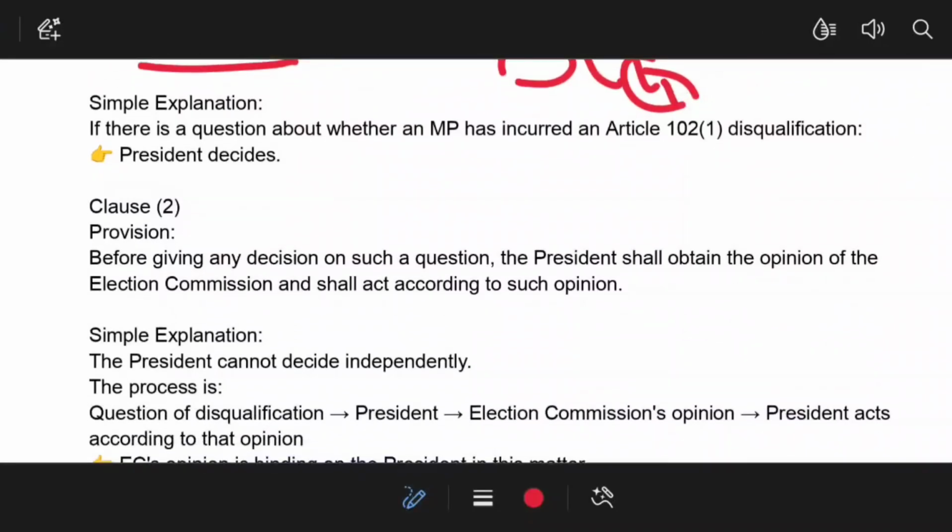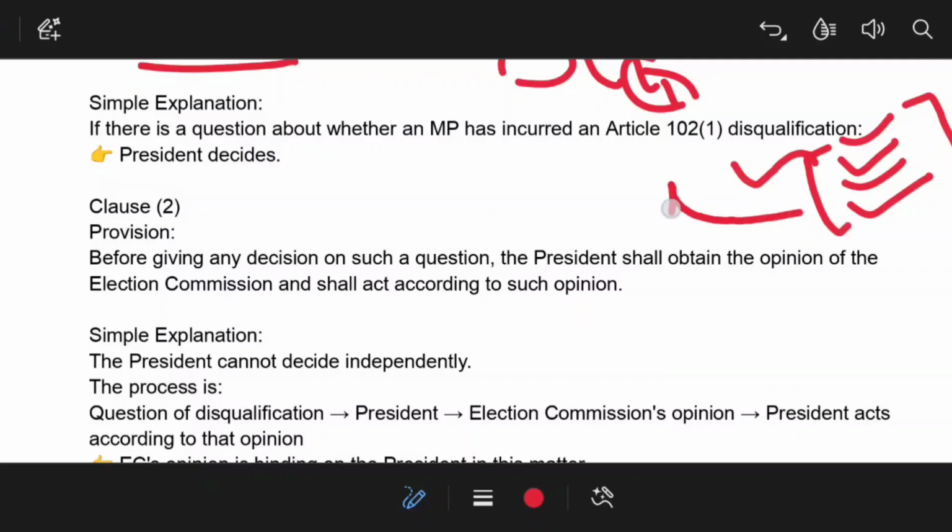Let me simplify it. I have discussed various grounds by which a member ceases to exist as a member of Parliament, or he or she will be disqualified from the House, right? But who will take the ultimate decision in normal circumstances that I have discussed in Article 102 clause 1? The grounds I have discussed are basically office of profit, unsound mind, undischarged insolvent, and the last one was about Indian citizenship. On these grounds, the ultimate authority to take the final decision lies with the President.